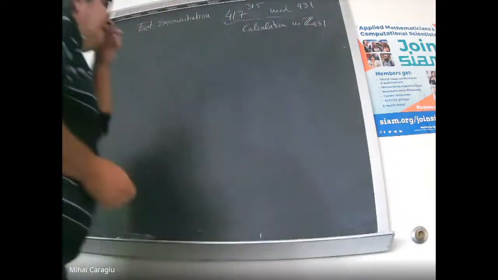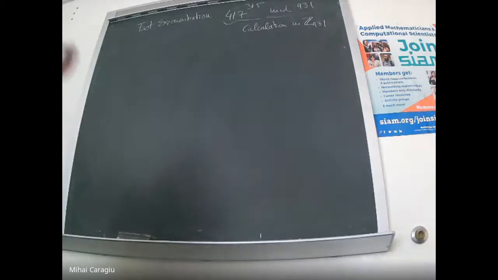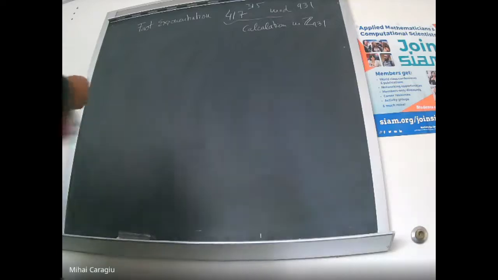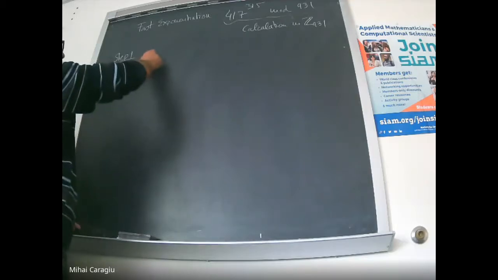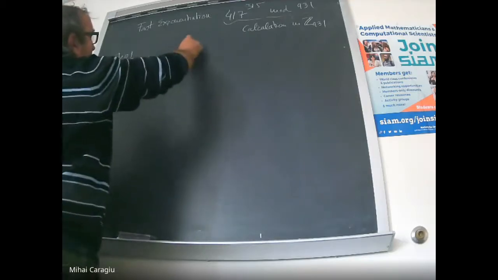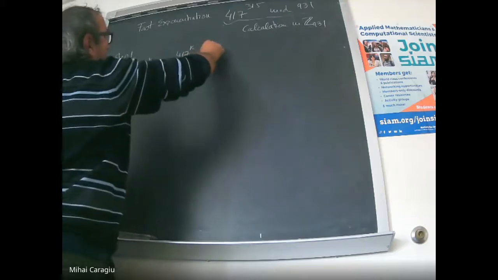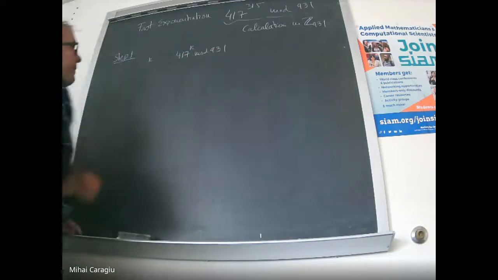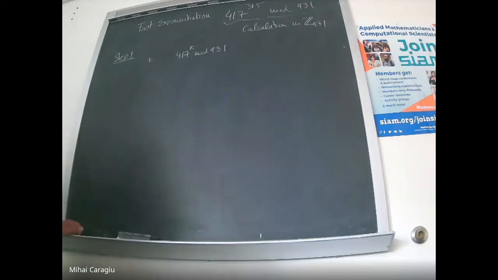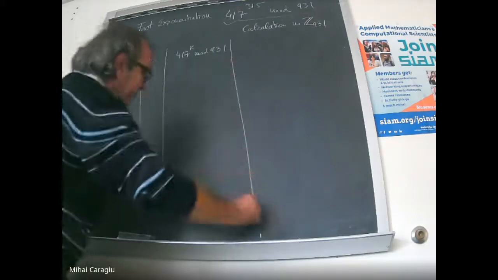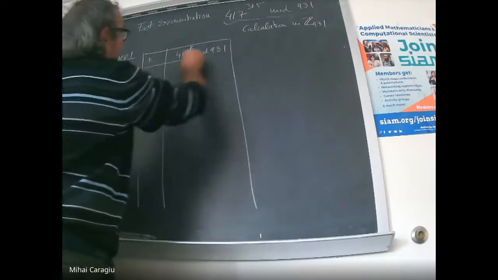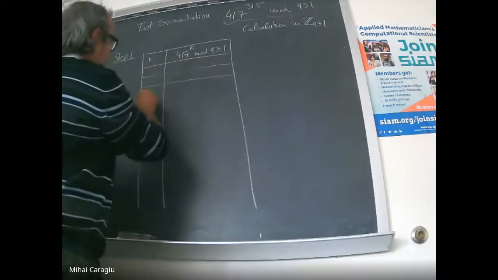Now, the difference from the table in the extended Euclidean algorithm is that this table has only two columns. So let's do step one of the algorithm: repeated squaring. Do the table, K versus 417 to the power K modulo 931. Never forget that all we care about is the remainder modulo 931. Okay, let's see a couple of rows here.